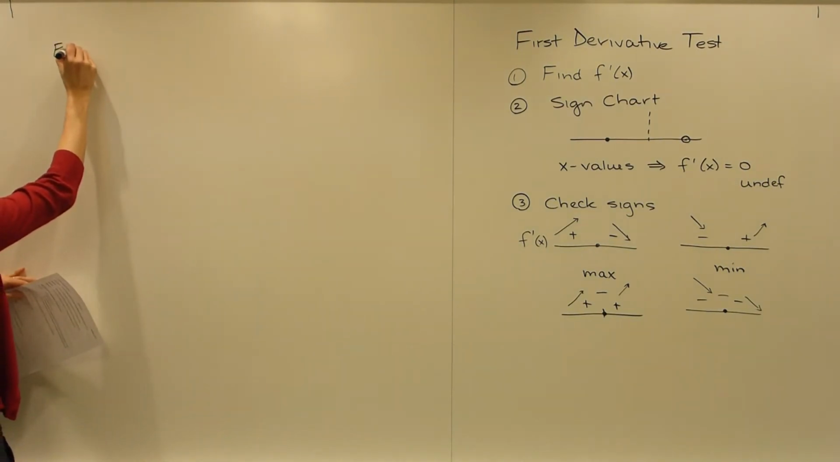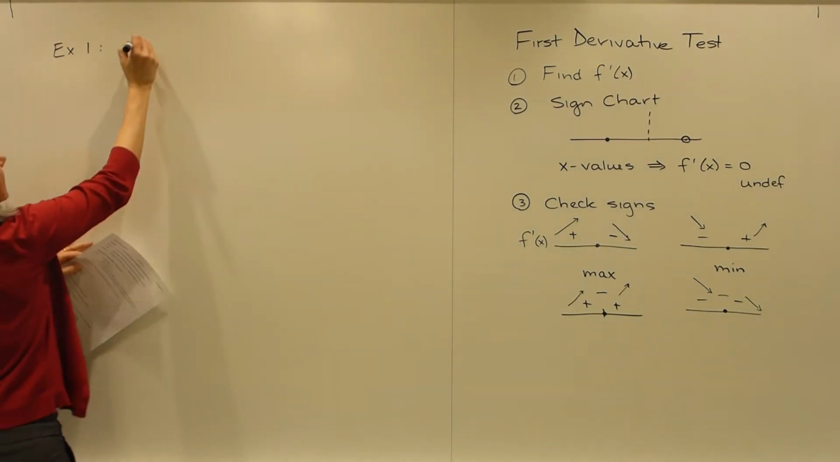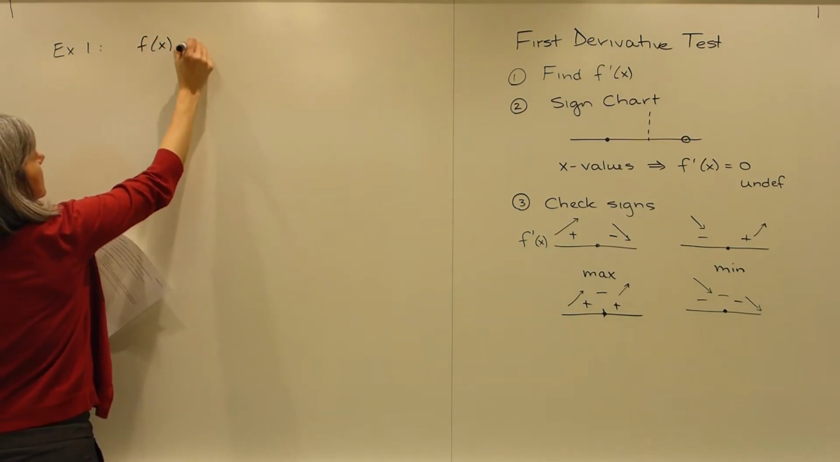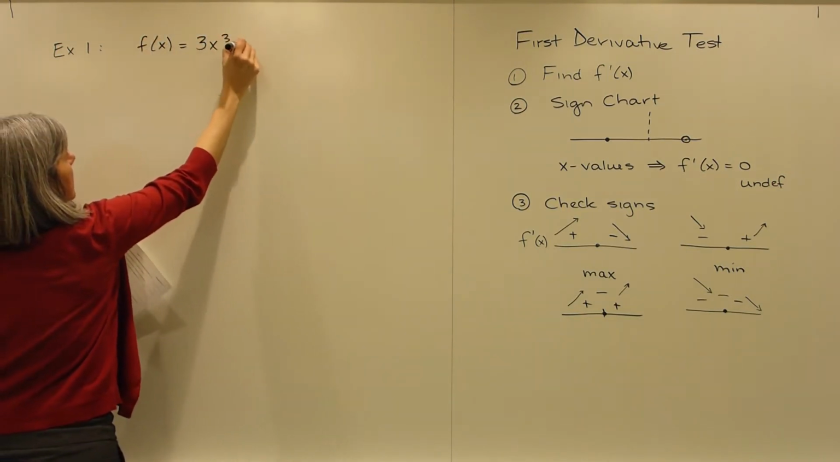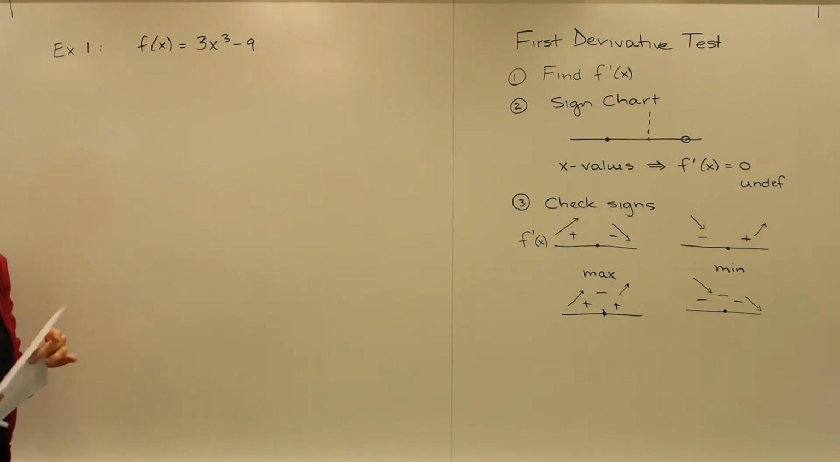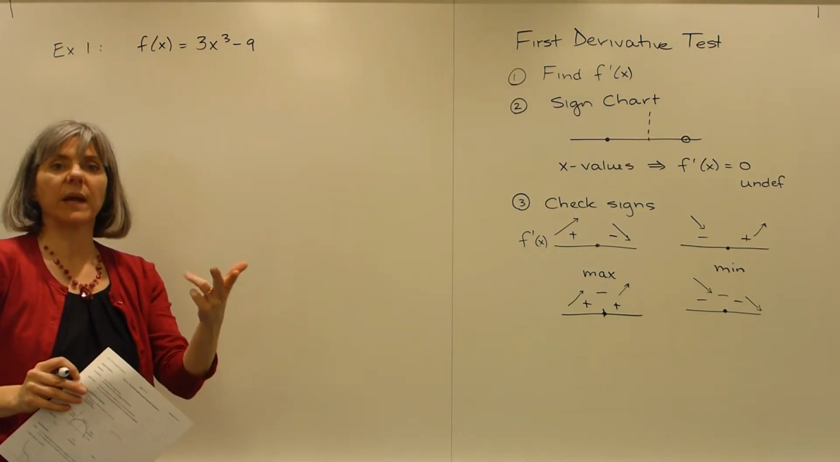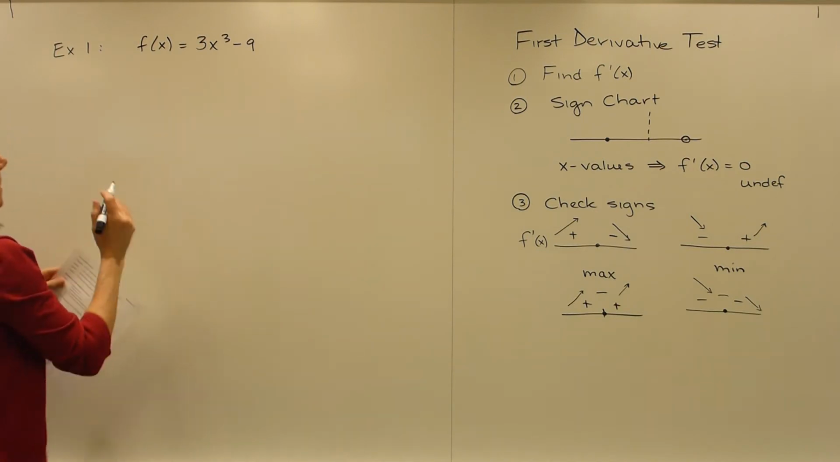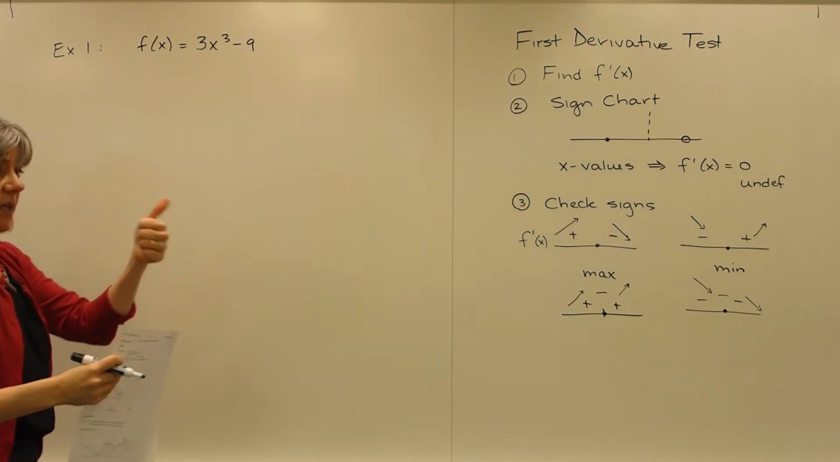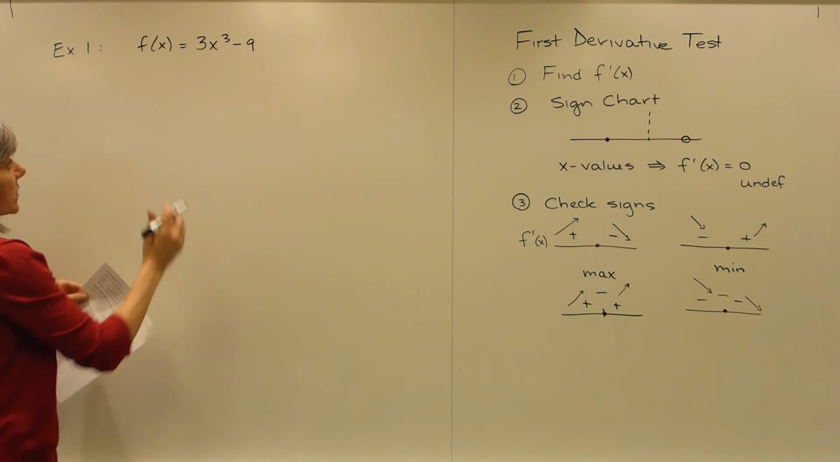Here's example 1. F of x equals 3x cubed minus 9. The question would be, tell me where it's increasing, decreasing, and where it has a max or a min. To find out all that information, increasing, decreasing, max, min, all of that comes from the first derivative.